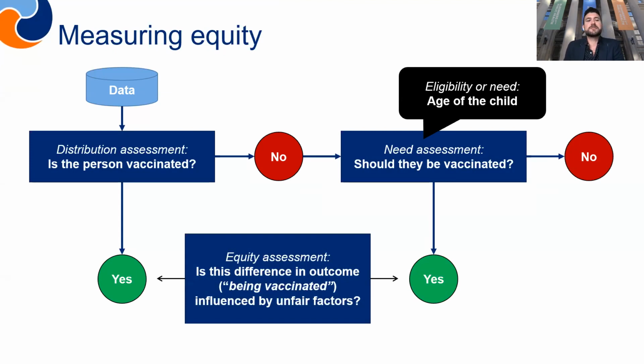We want to make some kind of distributional assessment over our outcomes. So for example, for the purposes of this study, we'll focus on vaccination status. So whether or not a person is vaccinated. If the answer is yes, then we will record that and see why that is the case. If the answer is no, we need to assess whether or not there was a need for that individual to be vaccinated. And so this is the linking of the tool to equity rather than just equality.